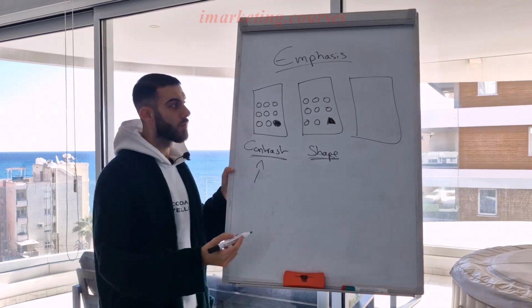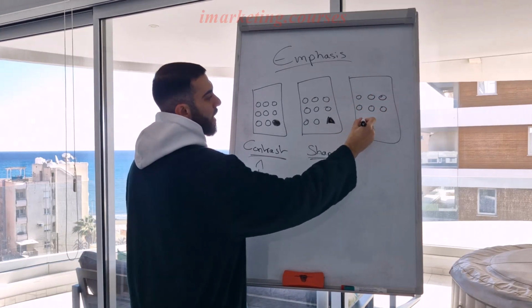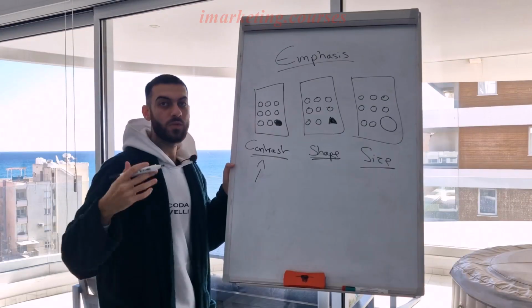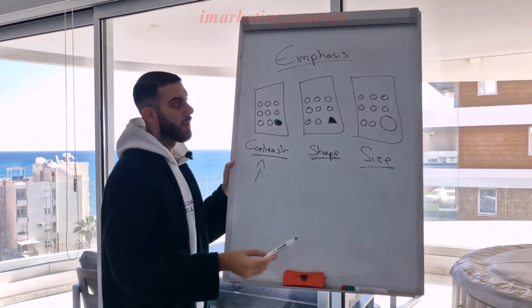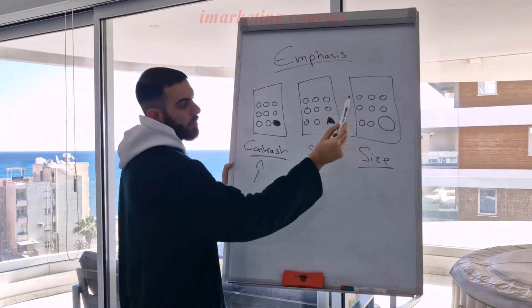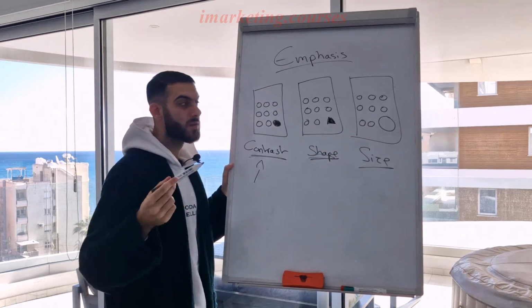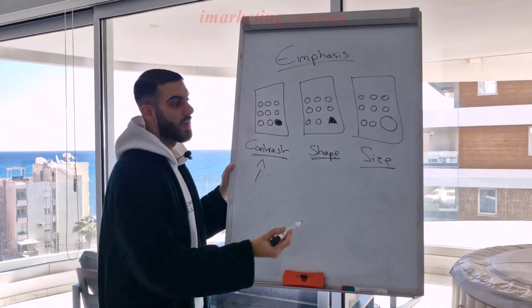And what about the final one? Well, the final one is one of the easiest ones, and that is size. You can emphasize something on your book cover using size. So all of these are small circles, and now in the bottom right corner you have a really big circle. Which one are people going to see straight away? Obviously the big one, because it stands out, it's emphasized.